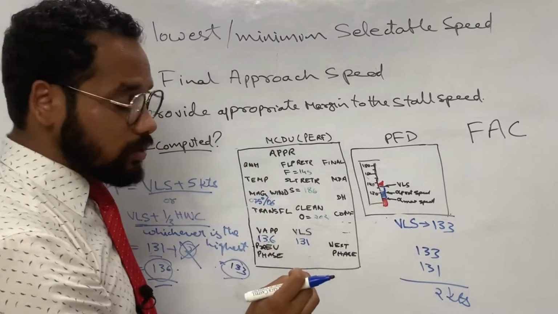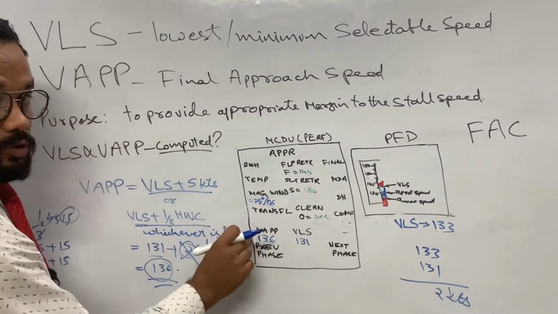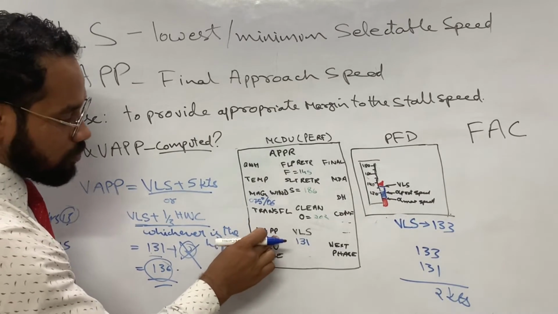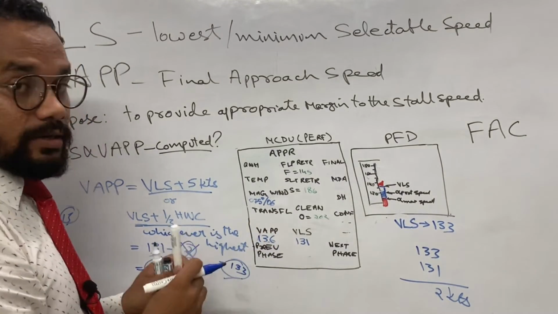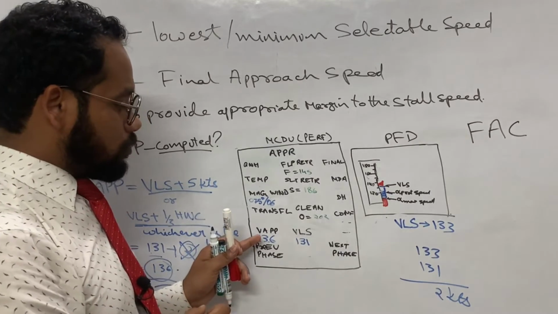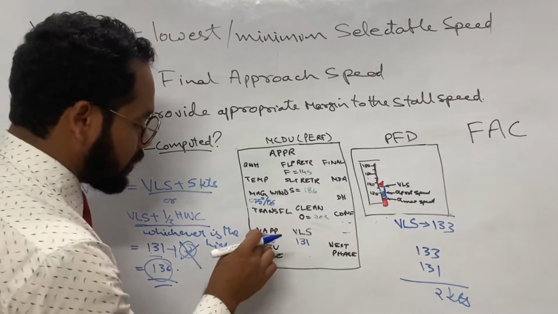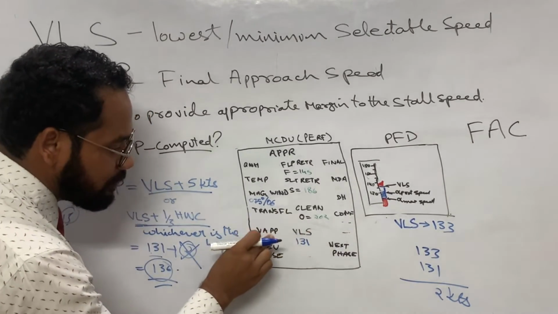So these 2 knots will be added to this approach speed, which is indicated here. So how much will it be, friends? It will be added by the pilot. So it comes to 136 plus 2, 138. So the pilot will modify the VAPP in this case.